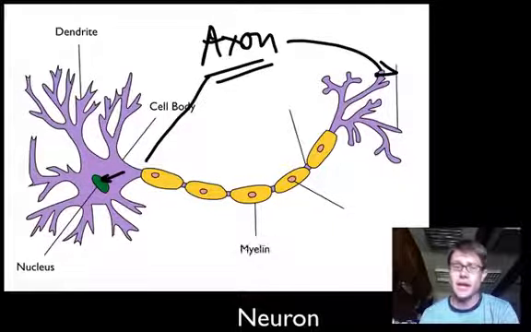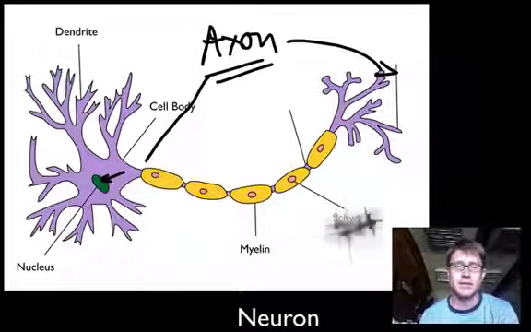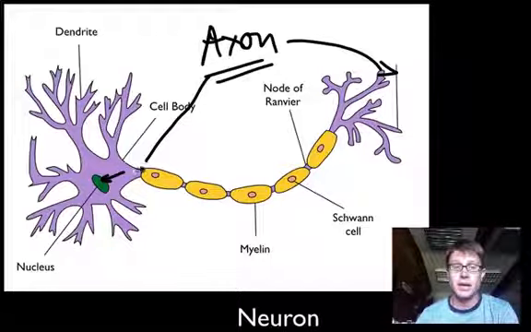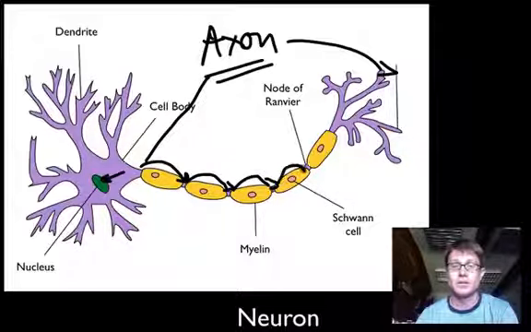To speed that up, we have it wrapped in this fat material called myelin, and that is actually made by something called a Schwann cell that wraps its way around the axon. And then we have nodes of Ranvier, which are going to be these gaps between the myelin. And really what happens, and I'll come back to that at the end, is that the message doesn't go all the way through the axon. It's able to jump from spot to spot because we put all the ion channels right here.